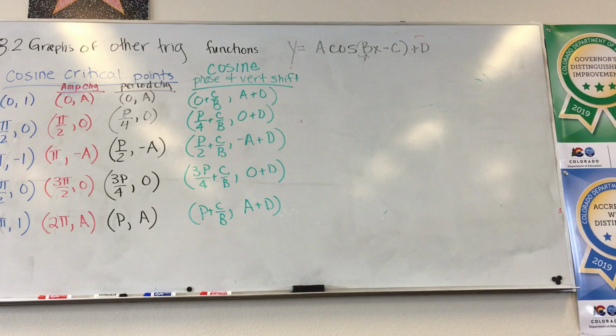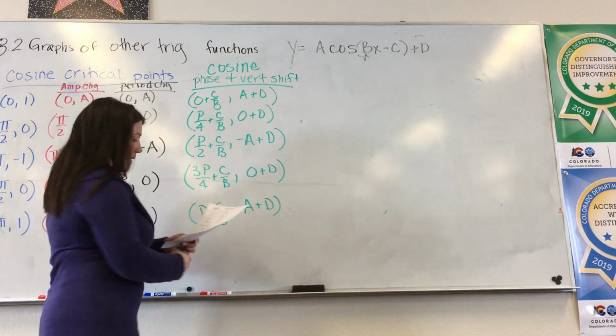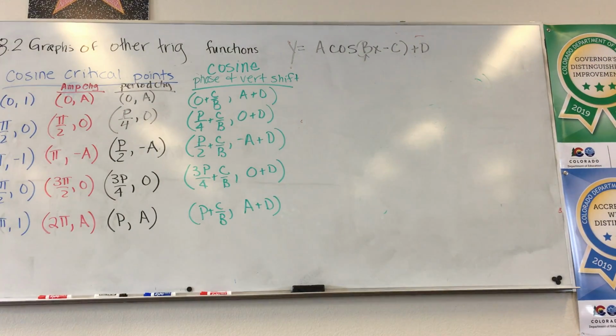Okay, so this is how you graph cosine. You do the exact same thing to graph secant. You graph the cosine first, and then your minimums for cosine become maximums for secant. Your zeros for cosine become asymptotes for secant. Okay? So, let's see what that looks like.